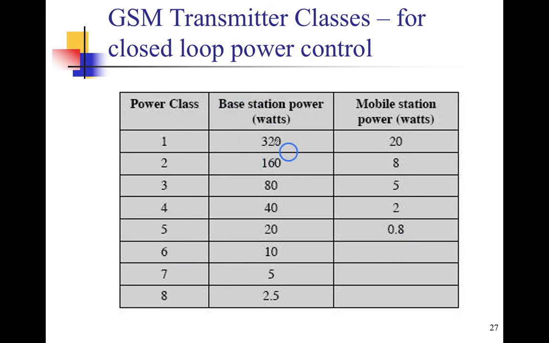Okay, this is the GSM transmitter class for closed loop power. For power class 1, base station power is 320 watts and mobile station power is 20 watts. So this is just for your reference.